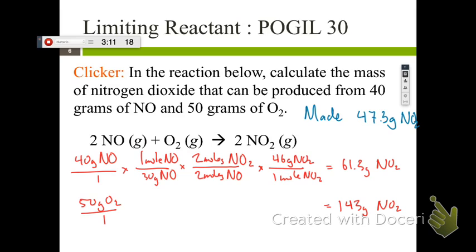So I want you to do that mental math in your head first, and then you say, well, we made 47.3 grams. We could have made at most 63. So what is that fraction? 0.77, which is 77%. Okay?